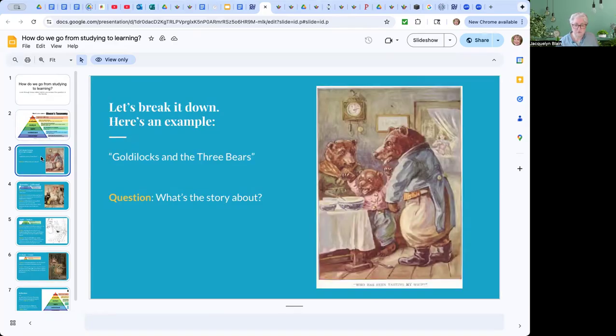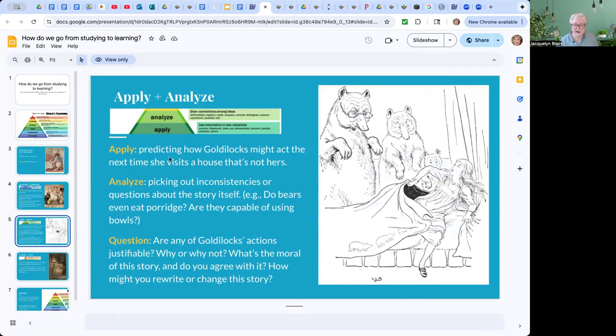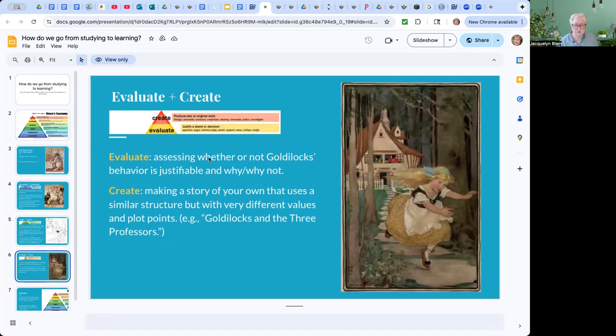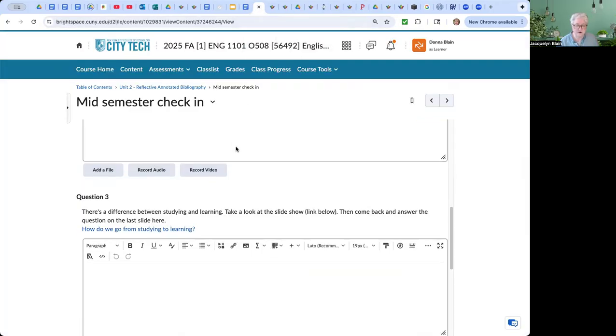So this slideshow will walk you through what all these are, like Goldilocks and the Three Bears. If you don't know Goldilocks and the Three Bears, it's this family of bears that lived in the woods, and, look it up. I'm not going to go over Goldilocks and the Three Bears. So look up what the story is about. And then this walks you through different things: the remember level, the understand level, and then the question based on that level. Apply and analyze levels, question, evaluate and create. And then there's a question here: what level do you have to operate at to make A's or B's in high school? And what level do you need to operate at to succeed in college? So after you've done that, you can close that out and go back over here and just answer that.